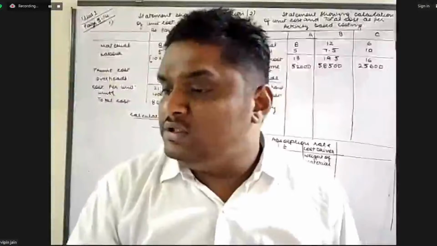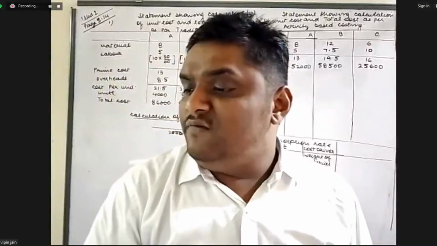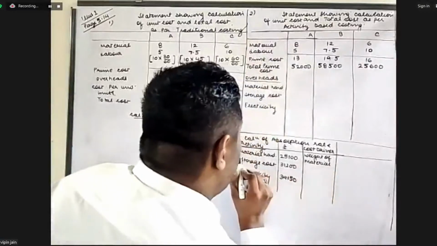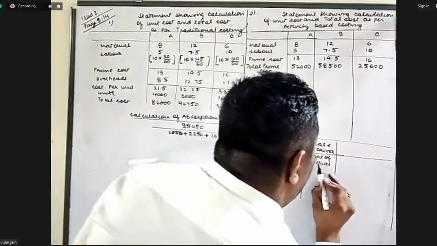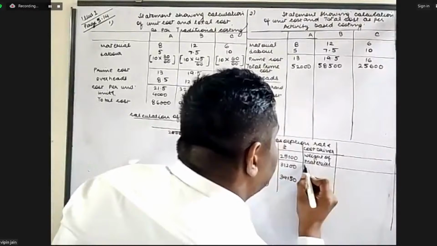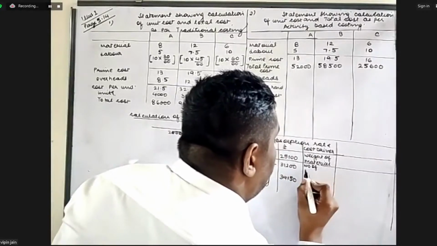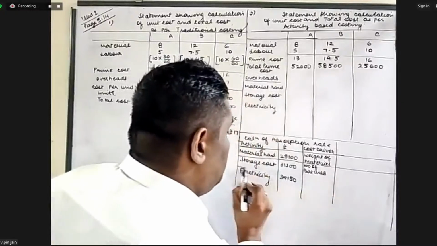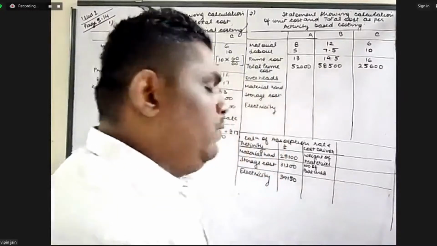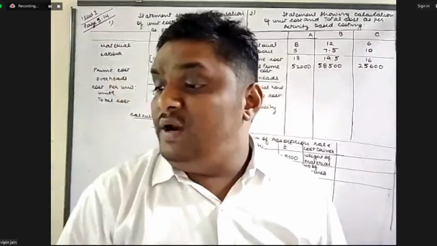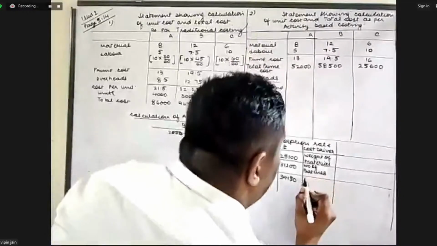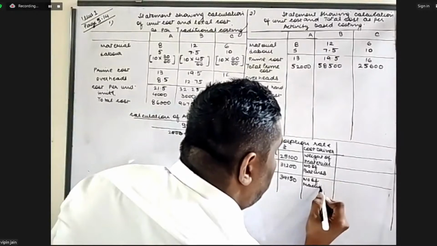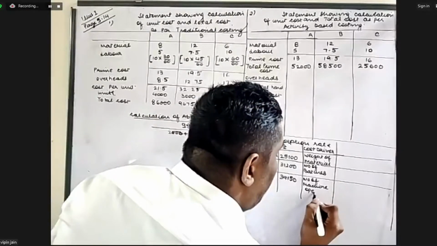When talking about storage cost, it is given that it is absorbed on the basis of number of batches of material. When talking about electricity, it is on the basis of number of machine operations.